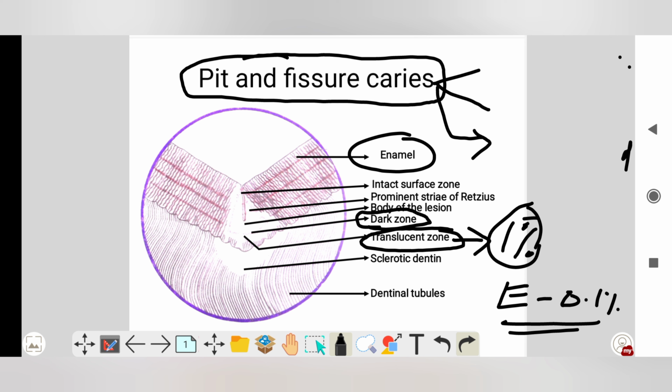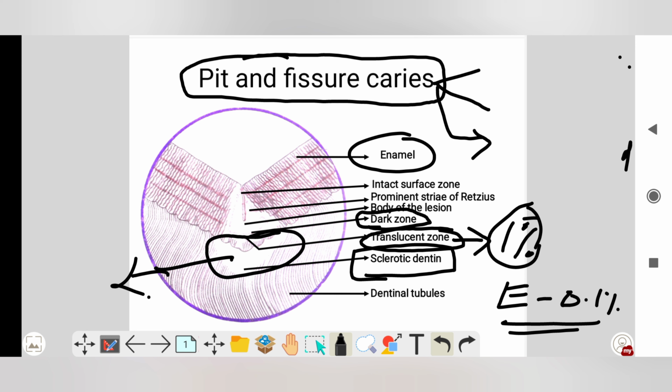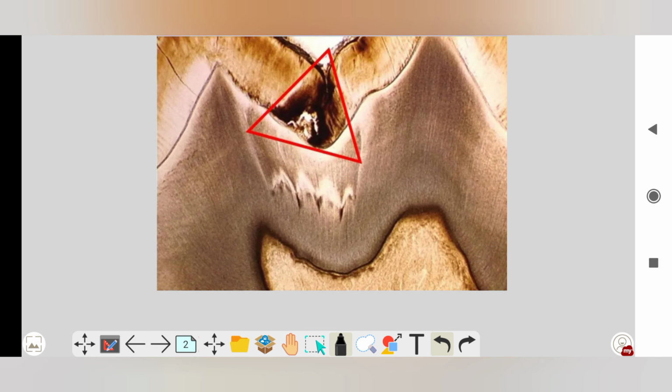Here you can see sclerotic dentin, seen over a larger area because the base of the caries is larger. Dentin shows a reaction against the endotoxin of the bacteria, and because of that there is sclerotic dentin formation. Sclerotic dentin is a mechanical barrier to the entry of bacterial endotoxin or bacteria into the dentin, so it is a protective mechanism. Here you can see in enamel caries the base of the triangle is towards the DEJ and the apex towards the occlusal surface.